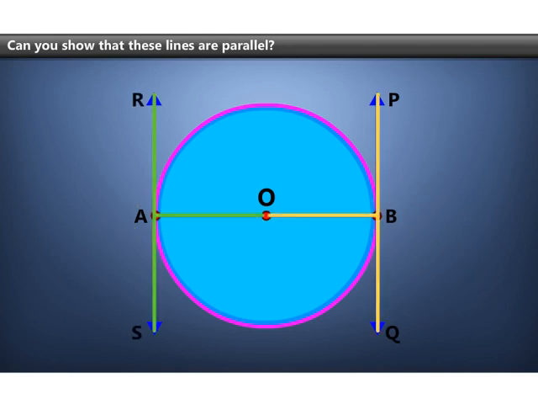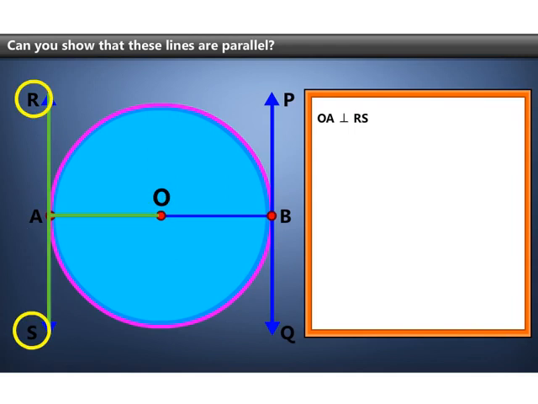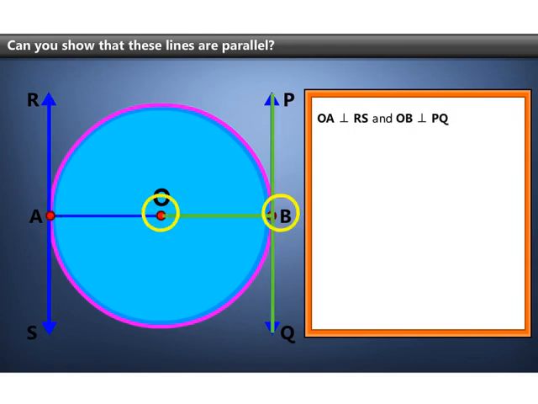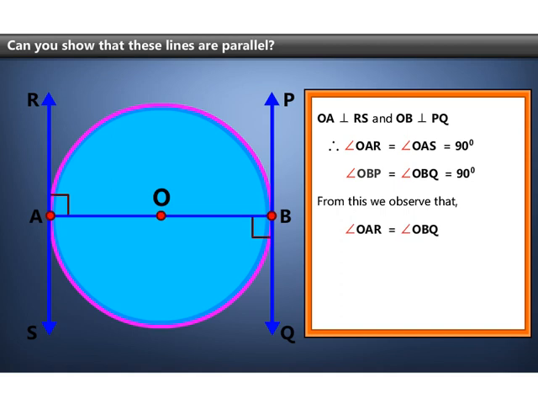We know that the radius drawn to the point of contact of a tangent is perpendicular to the tangent. So, OA is perpendicular to RS and OB is perpendicular to PQ. Therefore, angles OAR, OAS, OBP, OBQ are all equal to 90 degrees. From this, we observe that angle OAR is equal to angle OBQ and angle OAS is equal to angle OBP.